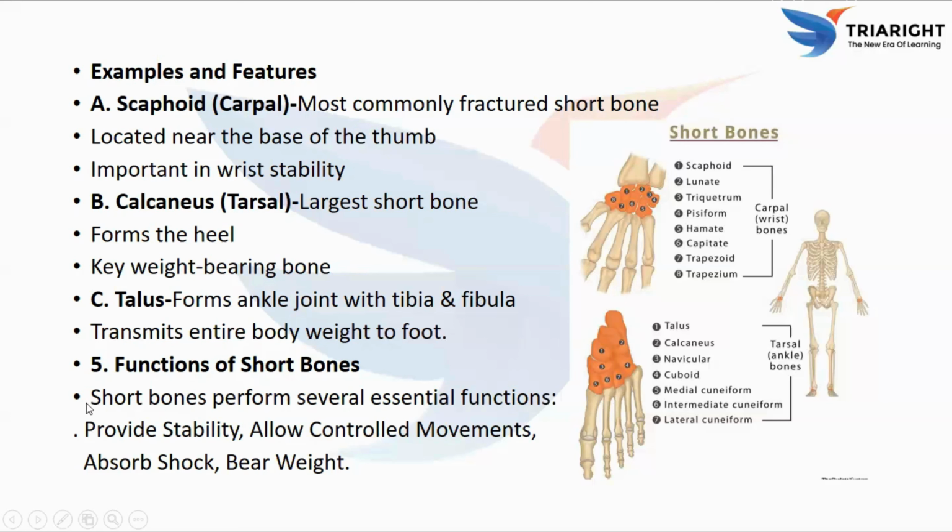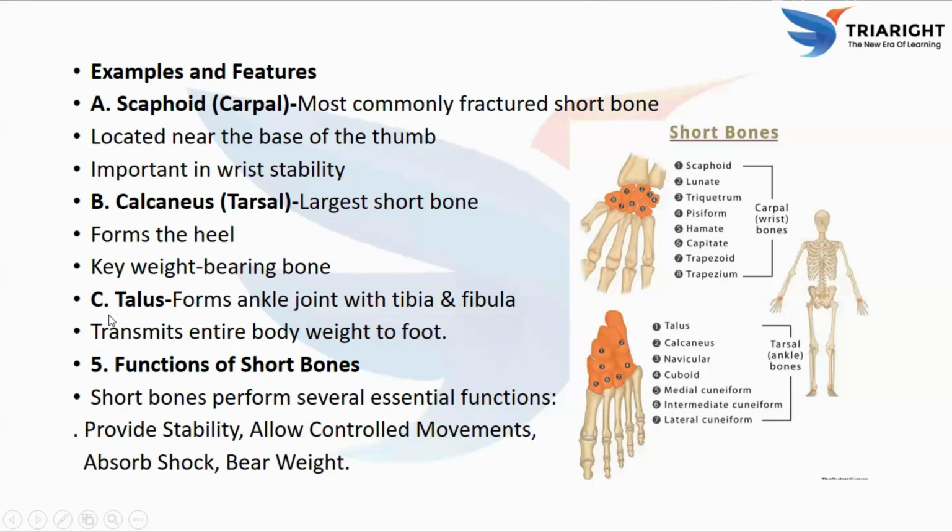So the next one, talus. Talus is also a tarsal bone. It forms the ankle joint by connecting with the tibia and also the fibula. It is very important because it transmits your entire body weight down to the foot. This makes the talus essential for balance and also standing. So these are the examples and features of the short bone.